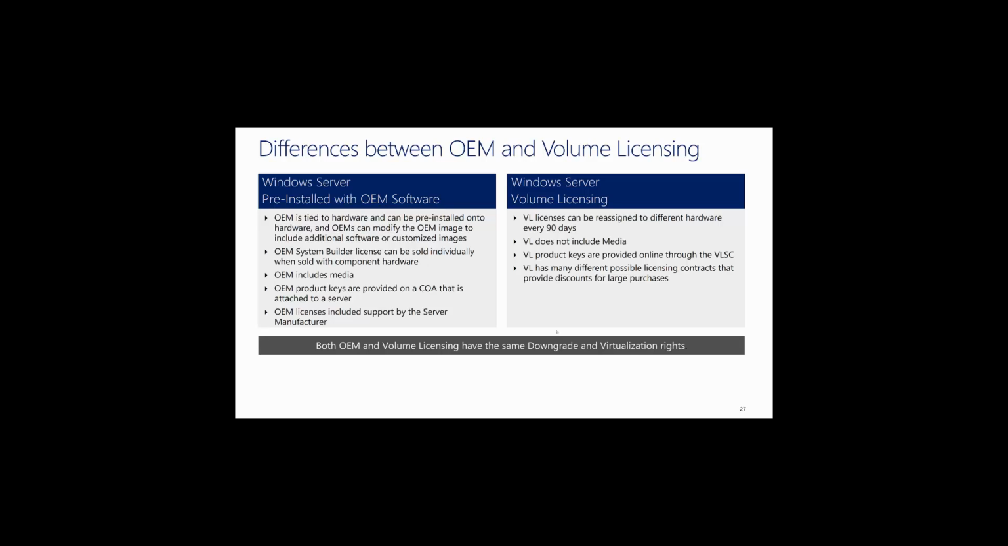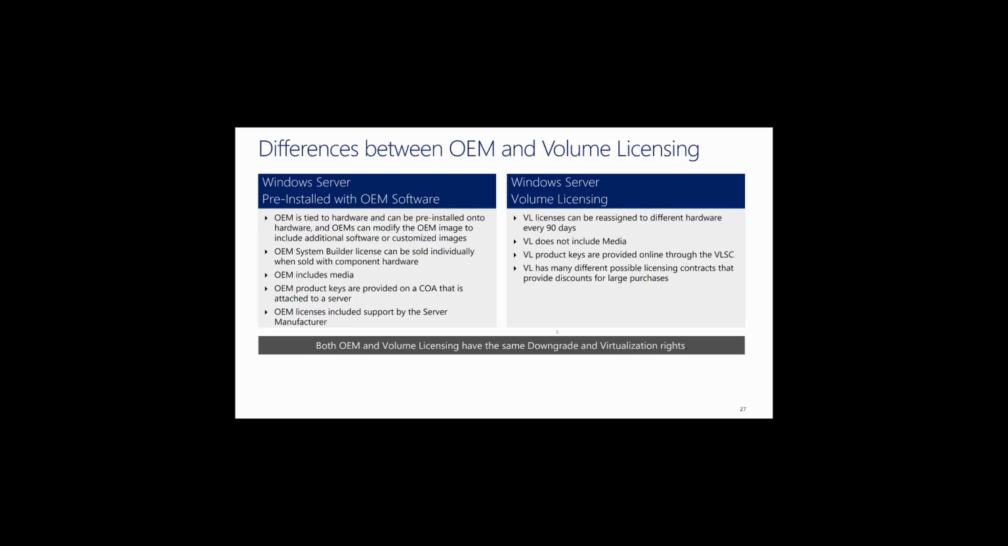You can sell the system builder license individually. The OEM kit includes media. You've got the product keys. You've got the certificate of authenticity, and the OEM licenses are supported by the server manufacturer. So if you're having an issue and you can't figure out whether it's hardware or software, from a Windows perspective, the OEM can take full ownership of that for you.